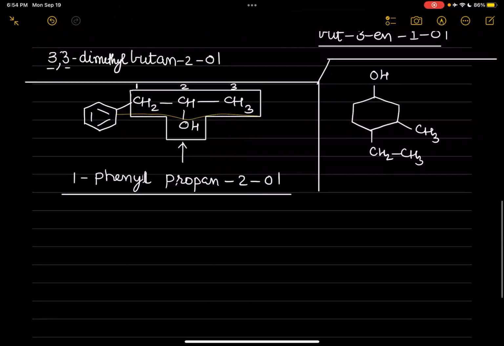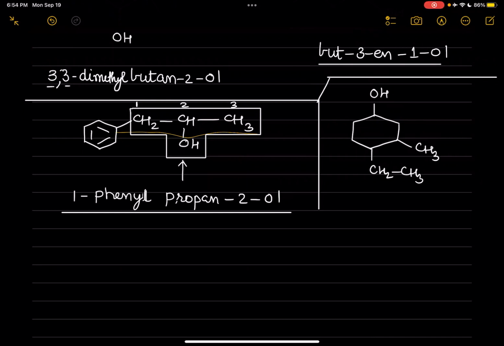4-ethyl, 3-methyl, cyclohexanol. This is not benzene. Benzene has 6 carbons and there are alternate double bonds. This is cyclohexane. So I will do the numbering from my principal function group 1, but should I move right side or left side while doing the numbering of the cyclic chain? I should move such that the alkyl groups, the substituents, get the lowest numbers. First priority is given to the principal function group, that is OH. Then I give the low priority to alkyl groups. So the parent chain, including the function group, is cyclohexanol.